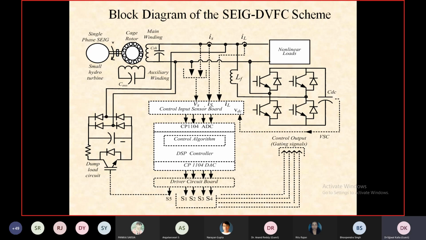So once the harmonic currents are injected into the system, only the voltage source converter based controller can mitigate, can compensate those harmonic currents. So then you have to have voltage source converter.